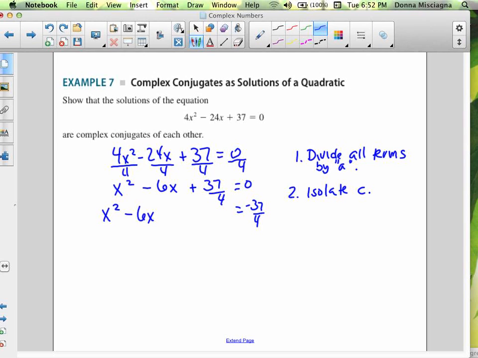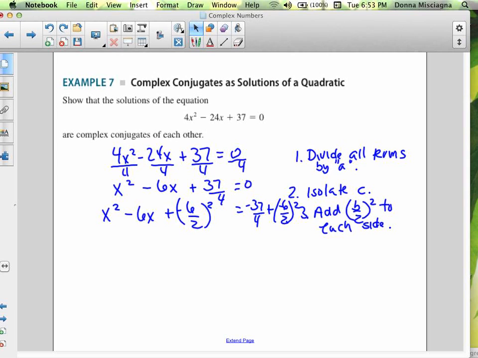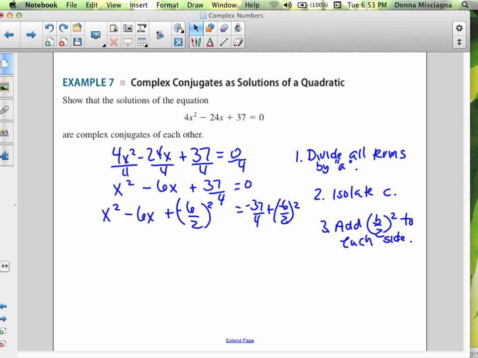And then remember we add b divided by 2 squared to each side. So that's going to be plus negative 6 divided by 2 squared on both sides. Let's just move that over. All right, and then we'll simplify.